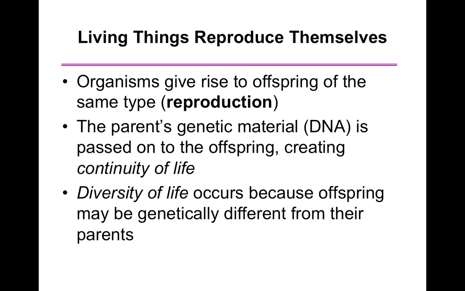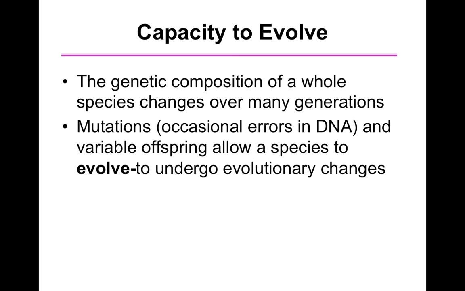Offspring may be genetically different from their parents, giving diversity of life. The genetic composition of whole species changes over many generations. Variable offspring allow a species to evolve, to undergo evolutionary changes. Mutations are occasional errors in DNA. If something goes wrong with the DNA, that's going to result in mutations.